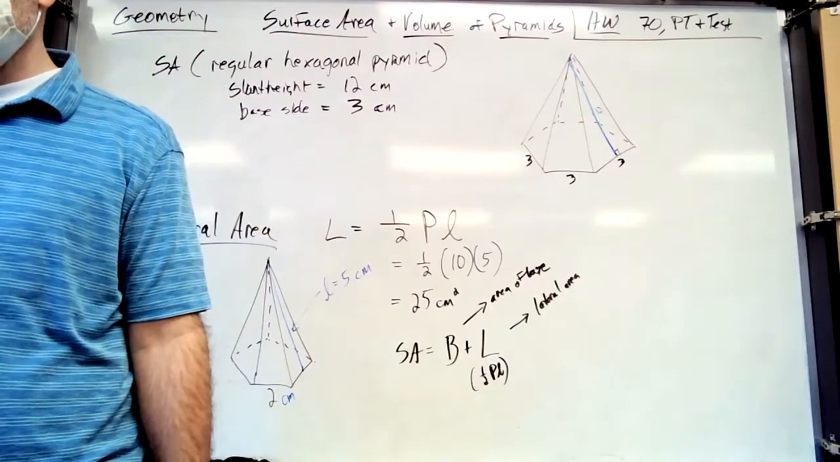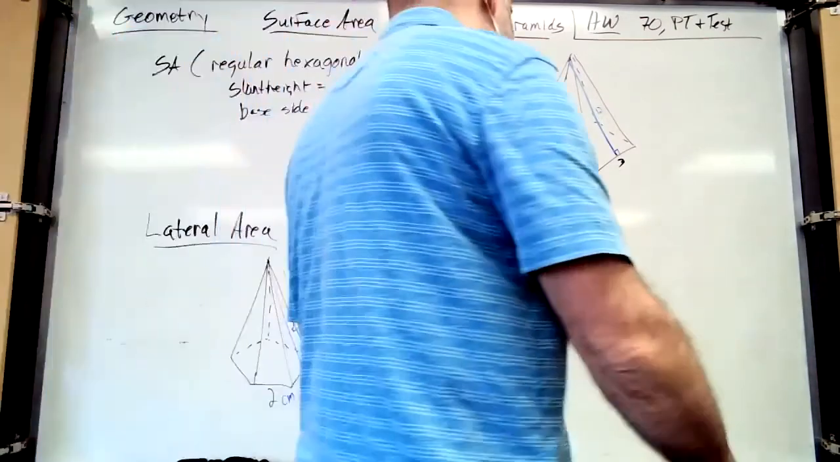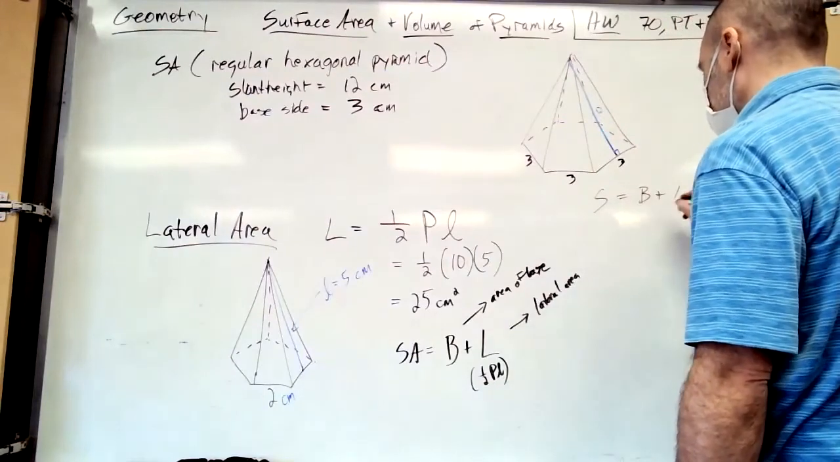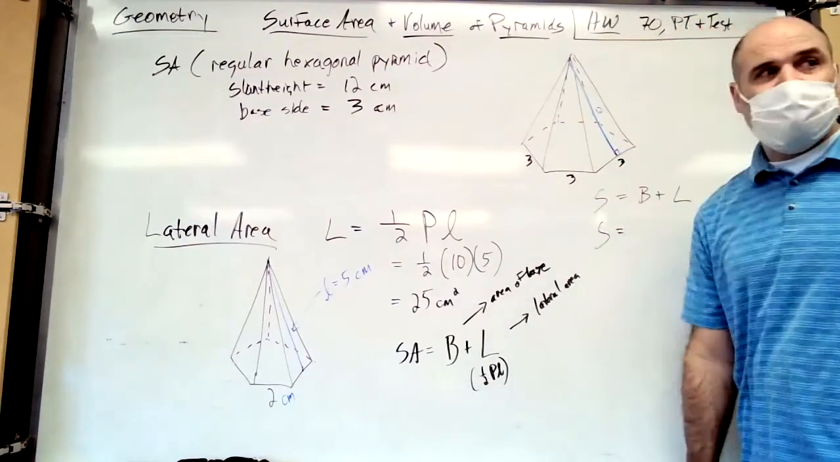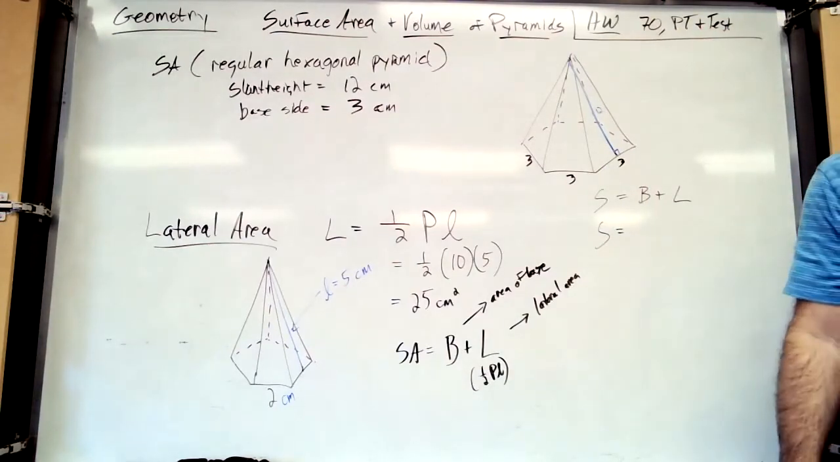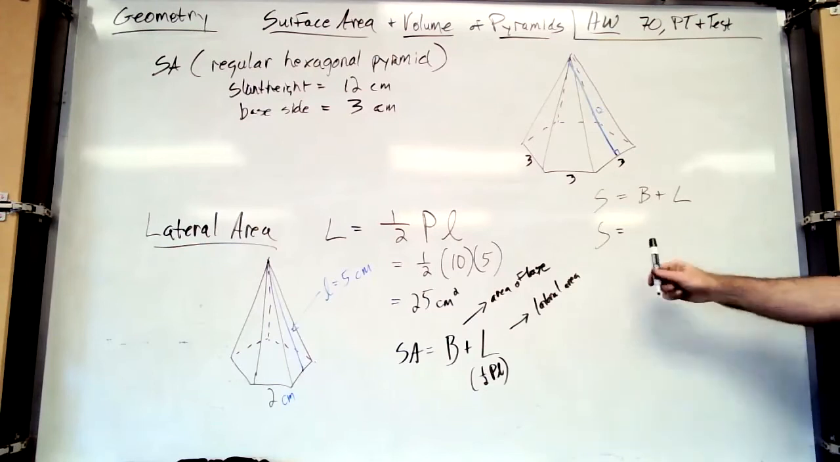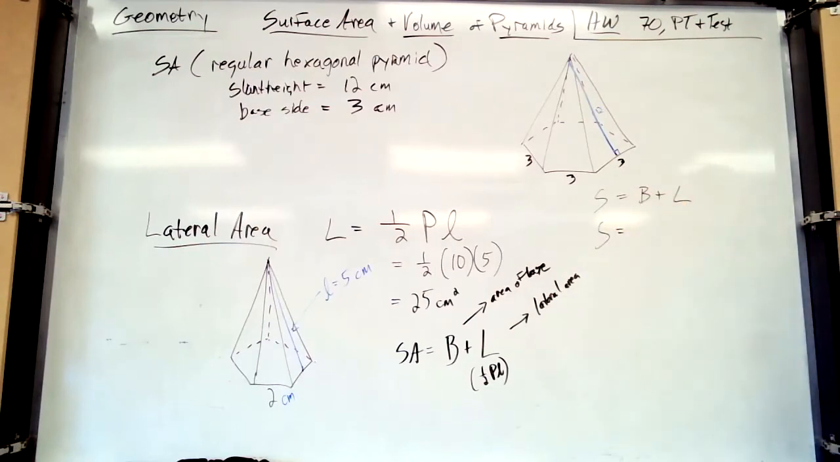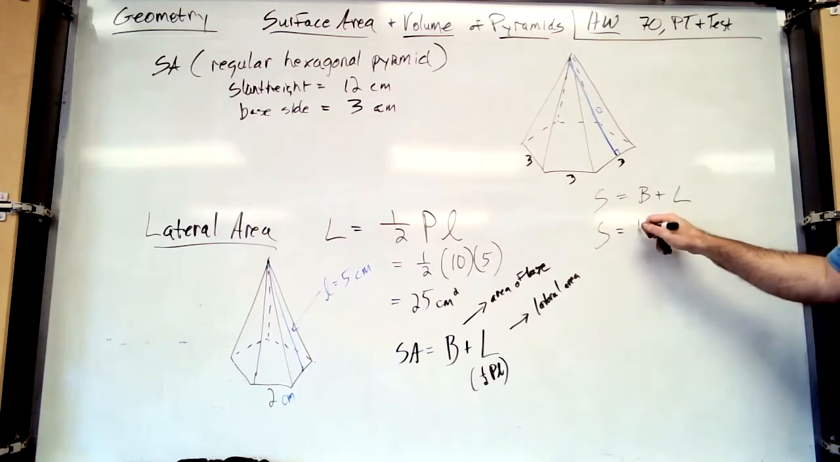Okay, let's do this. You guys ready? So I'm gonna start here. S equals B plus L. Okay, so how do you find the area of a regular hexagon? It says SA equals B plus L, not just S. I know, but Saxon says S. But so how do you find the area of a regular hexagon? Do you remember that? This is 1/2 AP.